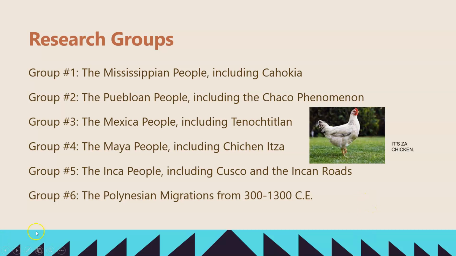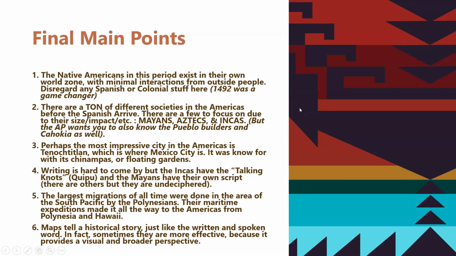Before I show you the assignment, here's the main points I hope you came away with. The Native Americans in this period existed out in their own world zone with minimal interactions from people from the outside world. 1492 is the game changer. There's a ton of different societies in the Americas before the Spanish arrived. We mention a couple of them that are prominent because they're large, but there's many others as well. Hopefully, we know a little more about them at the end of this.